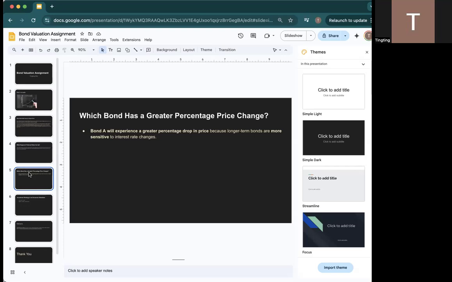The next one, we're going to talk about which bond has a greater percentage price change. Like we said, bond A's price will drop more than bond B's because longer-term bonds react more to interest rate changes. When rates go up, investors prefer new bonds with higher returns, making older bonds less valuable. Since bond A has more years of fixed lower payments, its price falls more compared to bond B, which matures sooner and is less affected by interest rate shifts.